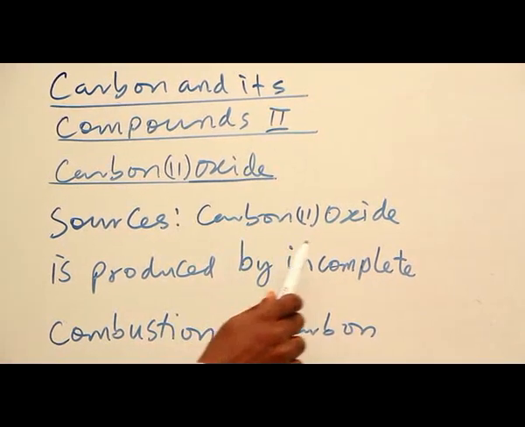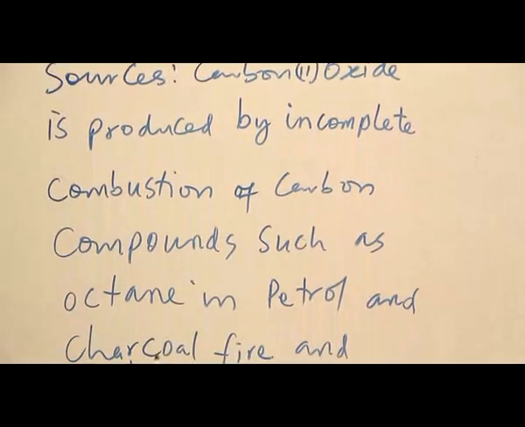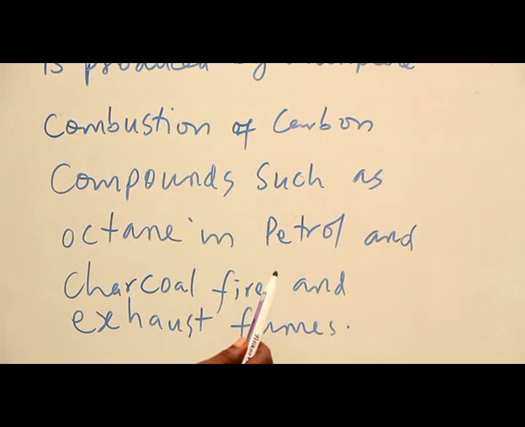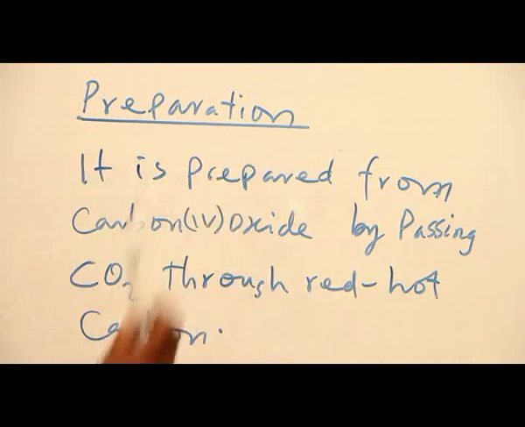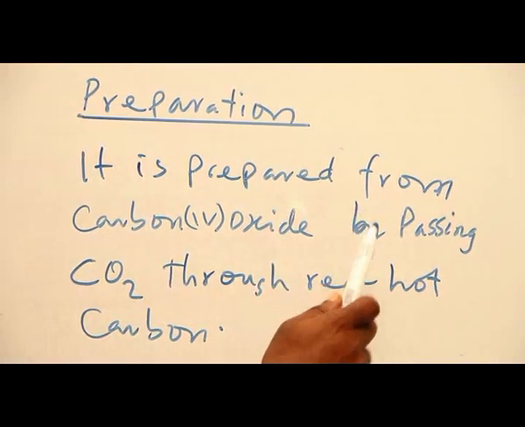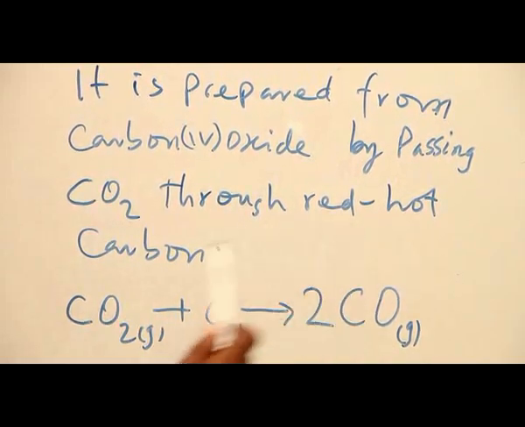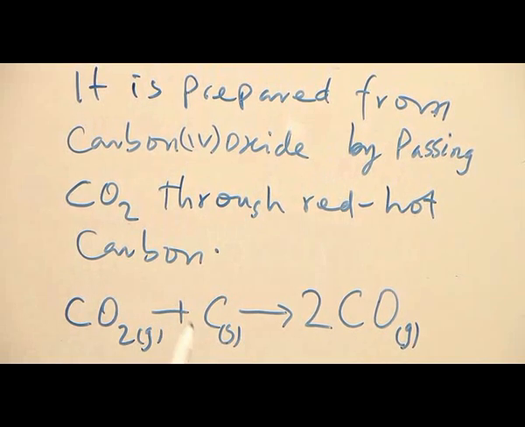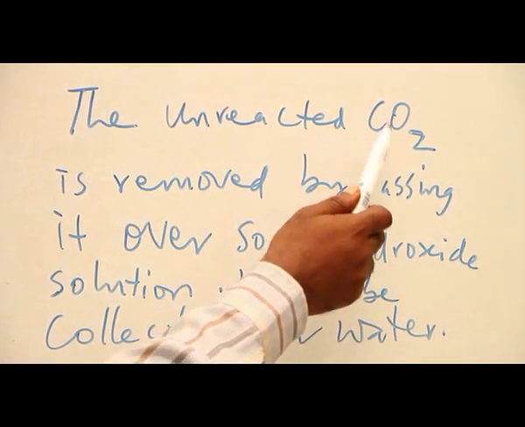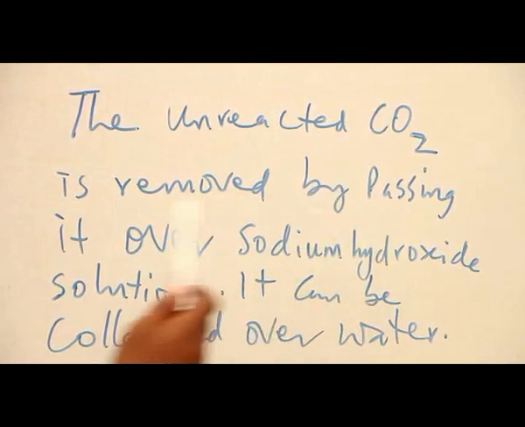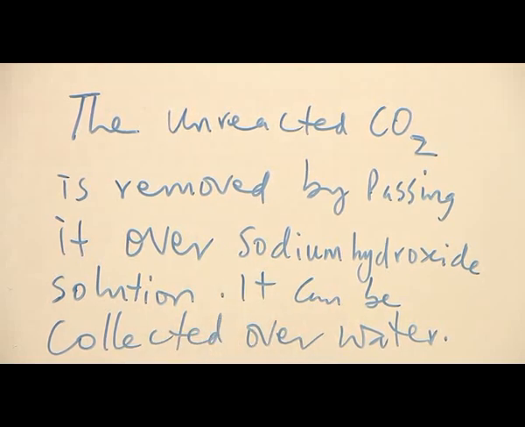Sources. Carbon 2 oxide is produced by incomplete combustion of carbon compounds such as petrol, charcoal fire, and exhaust fumes. Preparation. It is prepared from carbon 4 oxide by passing carbon 4 oxide through red hot carbon. Carbon 4 oxide plus carbon to give carbon 2 oxide. The unreacted carbon 4 oxide is removed by passing it over sodium hydroxide solution. It can be collected over water.